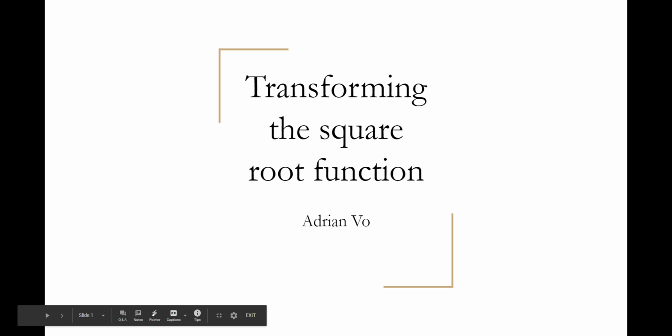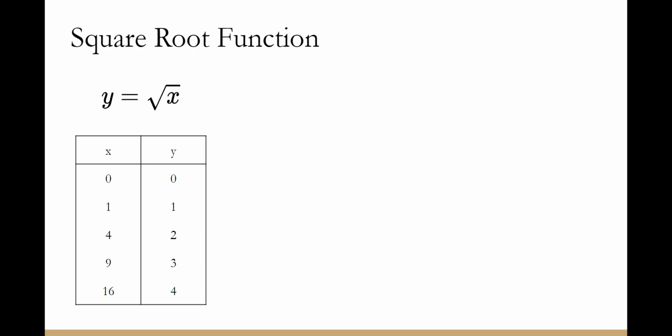This is transforming the square root function. The square root function can be denoted by y is equal to square root of x. And a way that we can visualize this is by plotting points from a data table. So here we have x of 0, 1, 4, 9, and 16.